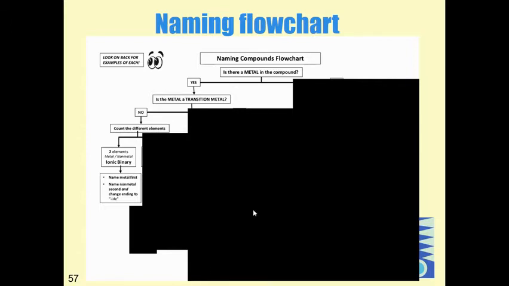As we run through naming, we're going to ask ourselves, is there a metal in the compound? Or is there ammonium, NH4 plus, in the compound? If there is, we ask, is that metal a transition metal? Or is ammonium a transition metal? The answer is no. We're going to count the different number of elements. If it's ionic binary, we name the metal or the polyatomic first, and we name the nonmetal second and change the ending to "ide." This is what we're going to be doing. We're going to run through it step by step.